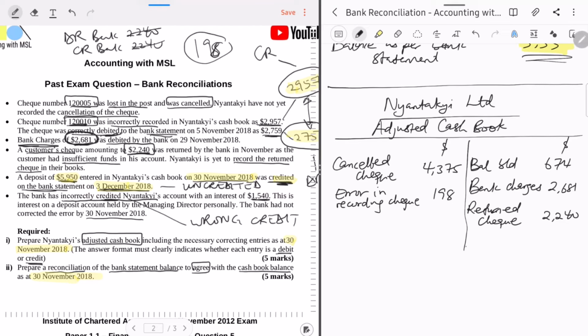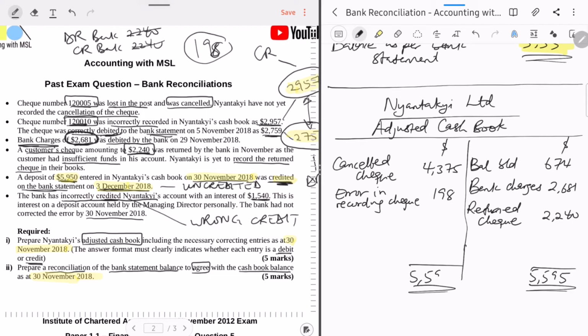So that does it. We can balance off the adjusted cash book. So let's do this. Which side will be bigger? It looks like the credit side. Let's add them and see. 674 plus 2681 plus 2240. That gives me 5595. Yeah, that's clearly bigger than this.